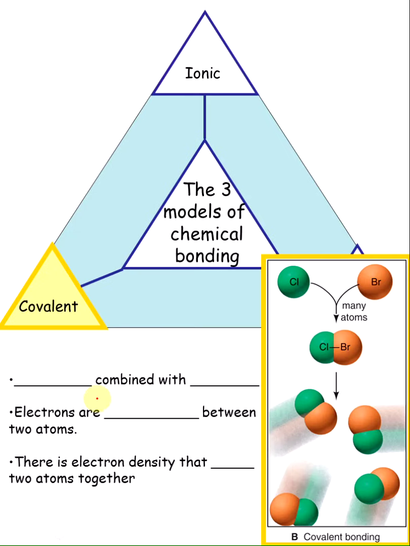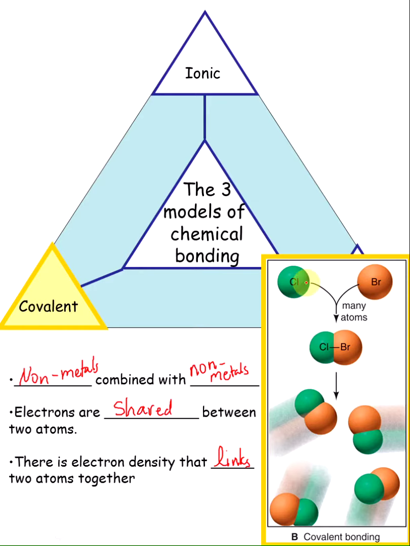So the next one that I want to look at is covalent bonding. And if you see nonmetals combine with nonmetals, you should think covalent bonding. So nonmetals combine with other nonmetals. And here the electrons are shared between two atoms. So they're shared between the two atoms. Now there's electron density that links the two atoms together. So they bond the two atoms together.